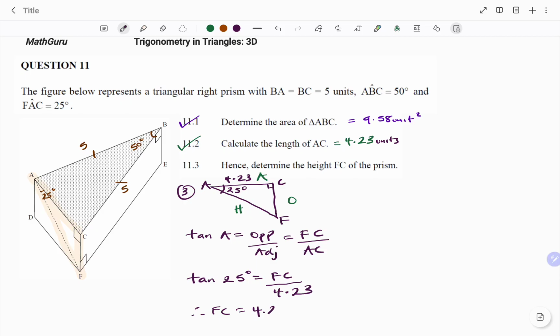Therefore, my FC will be equal to, multiplying both sides by 4.23, 4.23 times tan of 25 degrees. And leaving that to two decimal places, I have 1.97 units.